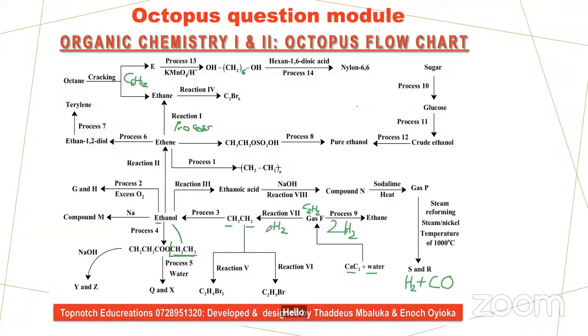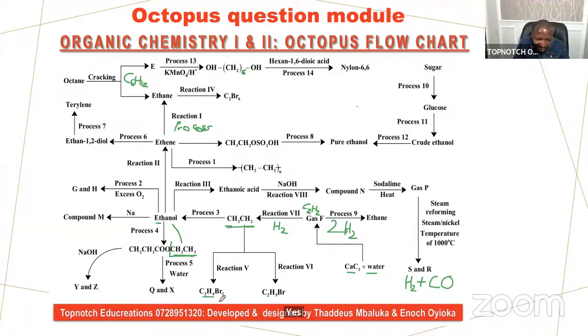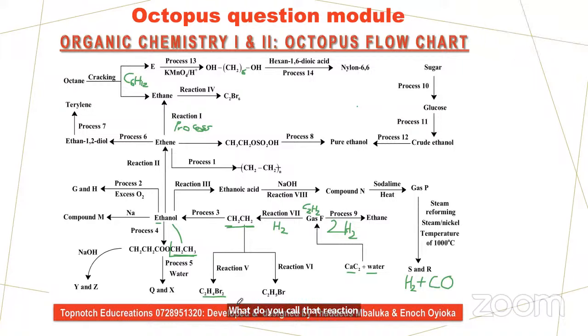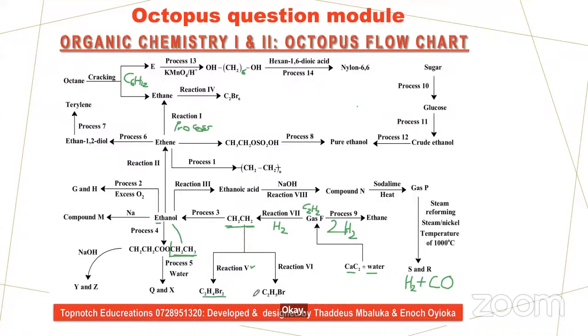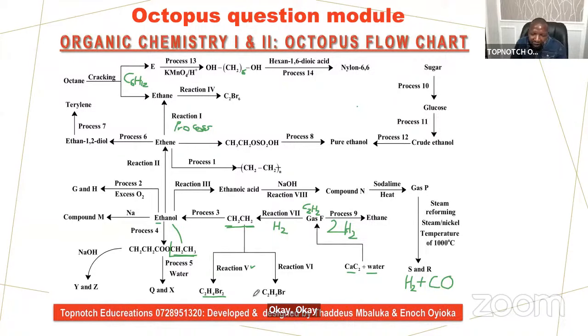Okay, then we have this one. We have reaction 4, giving us C2H4Br2. What do you call that reaction? Reaction 5, this one. Can you say hydrogenation? Addition of hydrogen halides. Hydrohalogenation. We have added bromine. That answer there is simply addition. That answer is enough.